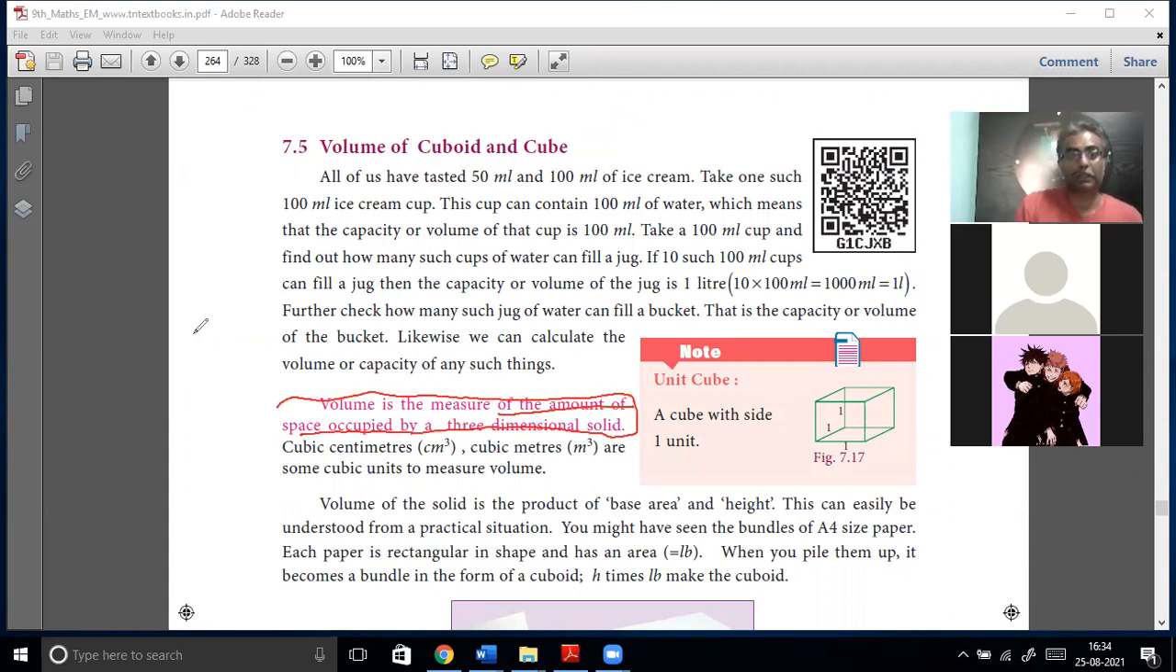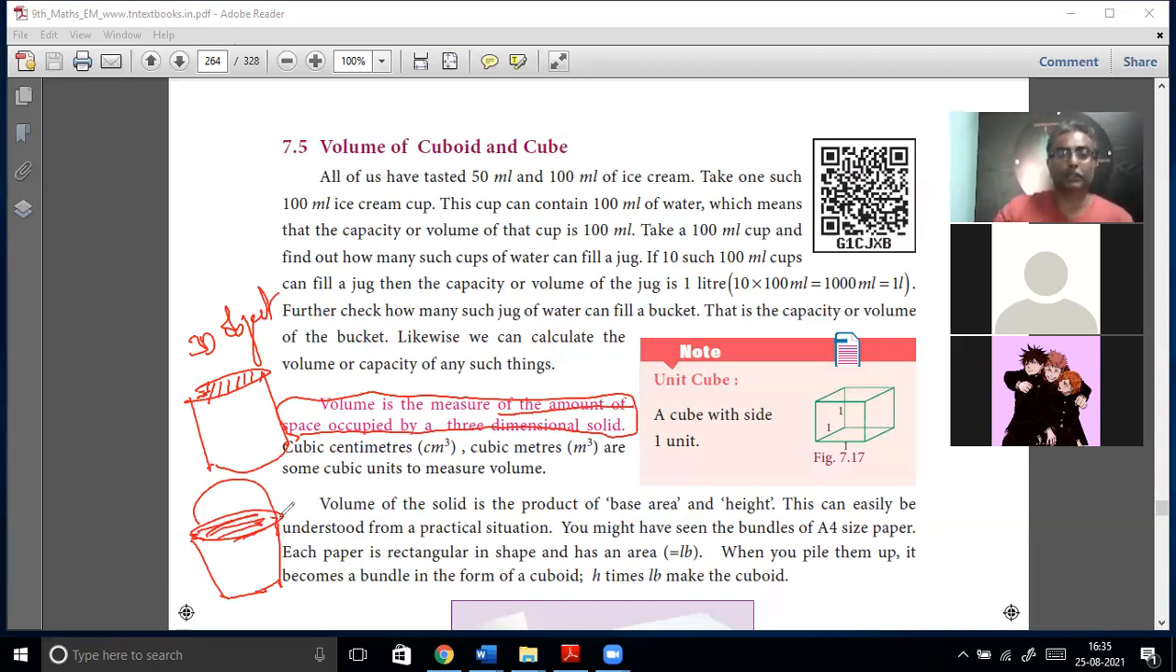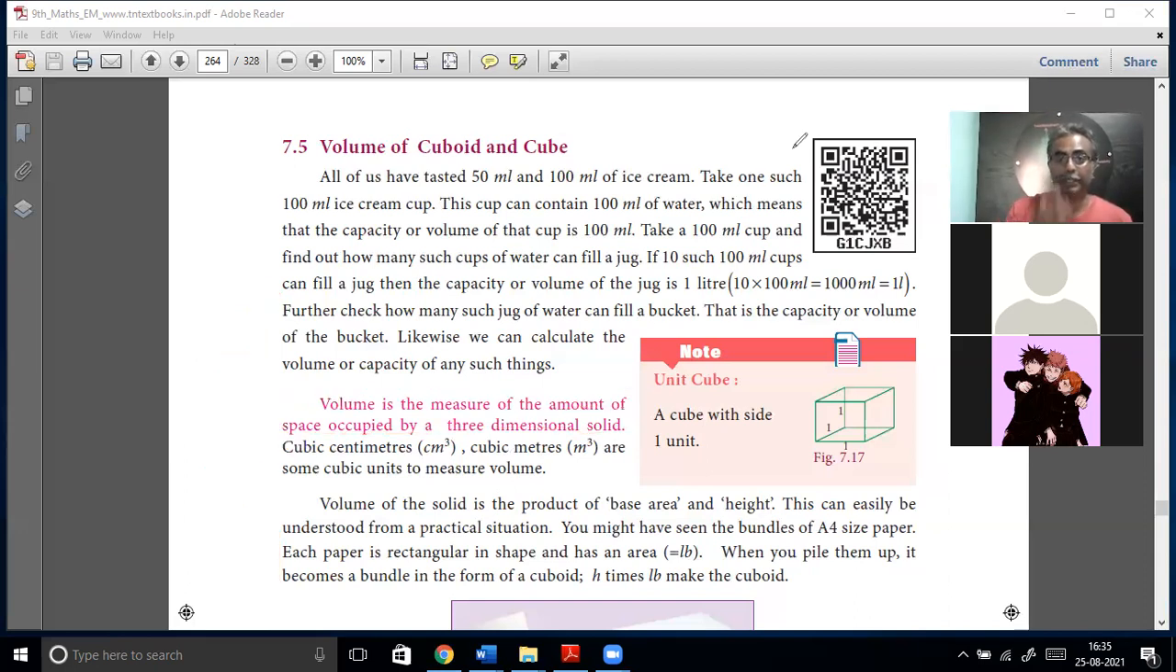Very important, this is a 3D object. Let us say it is a cylinder, a tumbler or a bucket; the amount of space that it occupies is its volume. It is measured in cubic centimeters. It can be measured in cubic meters. It can be measured in liters.